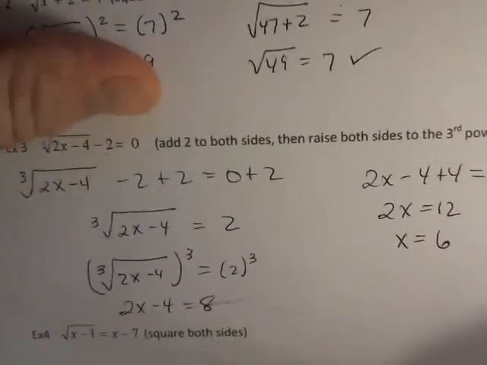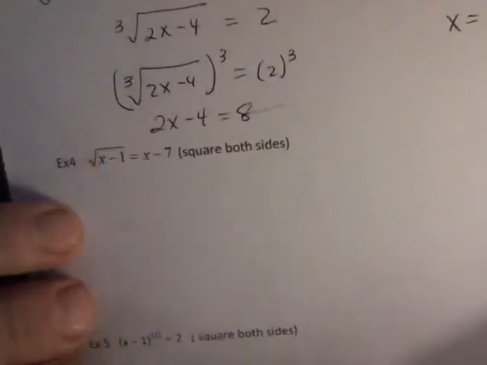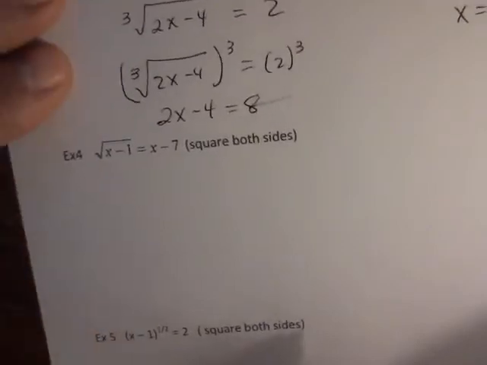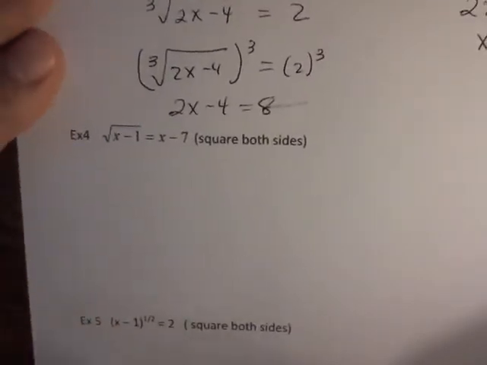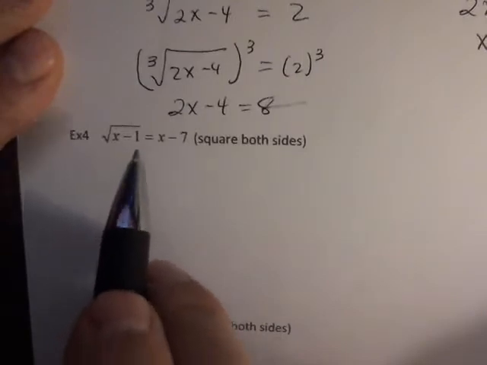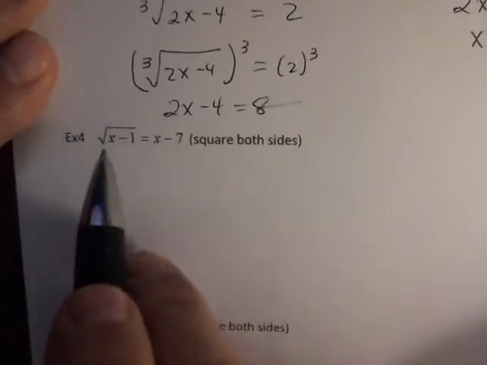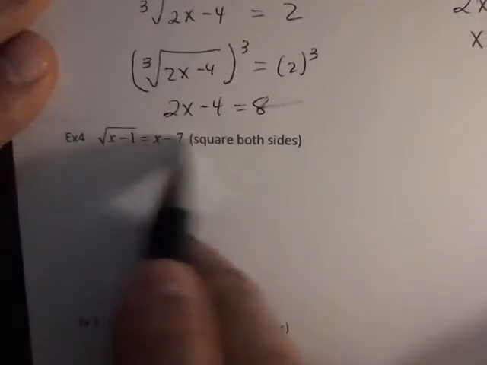All right, this next one here, example 4, is probably going to be the most difficult in these radical type equations. And it's because we have something we haven't seen yet. We do have an expression with an x on both sides.